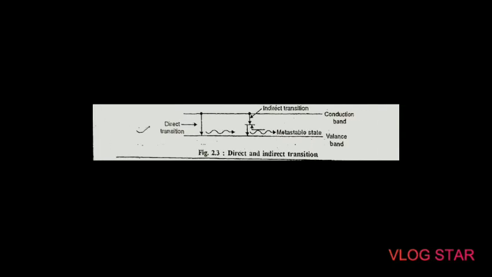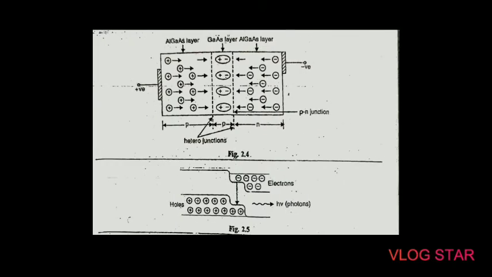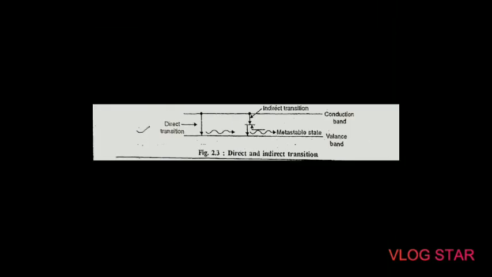Next, generally we can say there are two types of transition that take place. The first is a direct transition and the second is an indirect transition. In the case of direct transition, the electrons directly fall from a higher energy level to a lower energy level, that is, from the conduction band to the valence band. But in the case of indirect transition, because of the difference in the momentum of electrons and holes, the electron when falling from the conduction band stops at an intermediate energy level.